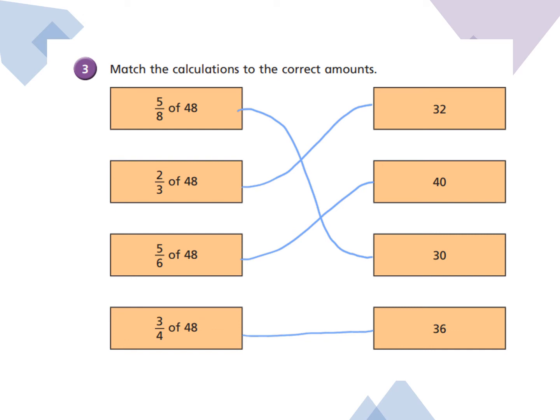And finally, 3/4 of 48. Okay, so you take 48, you divide it by 4, and that will equal 12. And 3 lots of 12 is 36. Hopefully you've been able to do those. I'm sure you have.